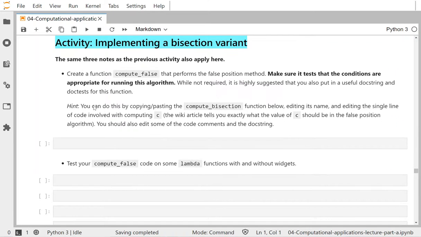What you can do is copy and paste the compute bisection function below, edit its name, and you only need to edit a single line of code involving the computation of c, and the wiki article tells you exactly what that has to be in the false position algorithm. You should also edit some of the code comments in the docstring because those are no longer correct. Other than editing in a few places, it's a pretty straightforward modification of this algorithm.